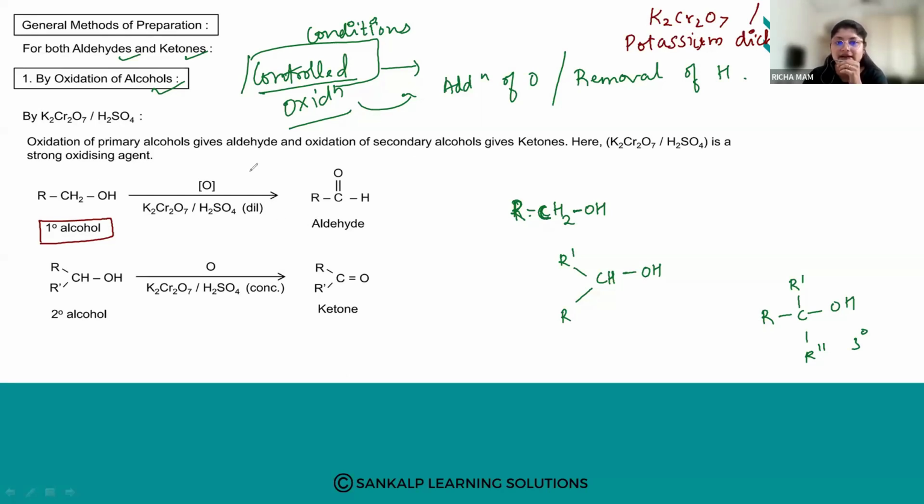We are going to get an aldehyde. Either we can remove hydrogen or we can add oxygen. So what we are doing here is that the hydrogens from here are removed. What will I obtain then? RCHO. This is an aldehyde. So potassium dichromate is a good oxidizing agent.